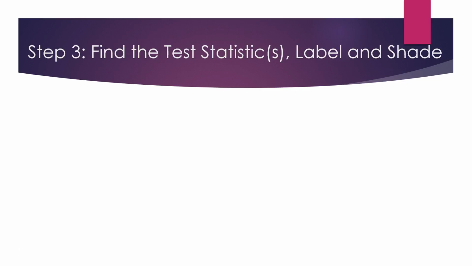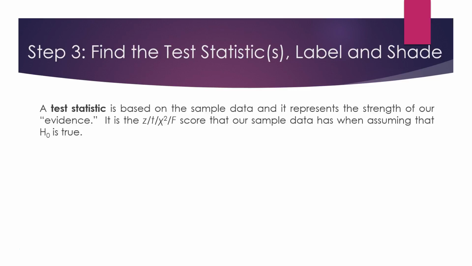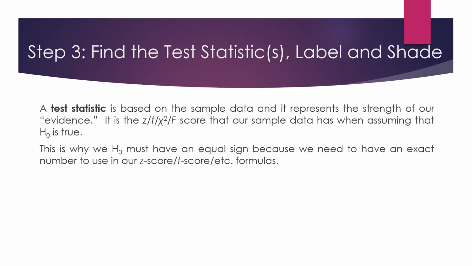Step 3, find the test statistic, label, and shade. So the test statistic is basically how strong your evidence is. The way that we're going to measure that is we're going to compare our sample data to whatever it is that we said H0 is. So if we said the mean is 10, that's maybe our H0, and our sample data shows that the mean is actually 22, well, I would probably say, I don't think your H0 is looking pretty good here. So the test statistic tells you how strong your evidence is.